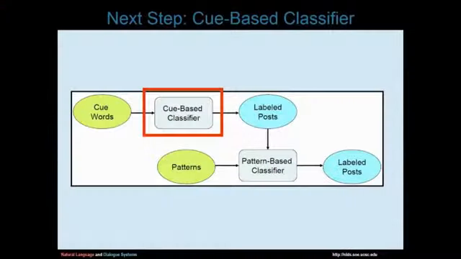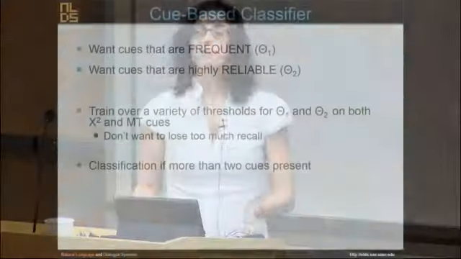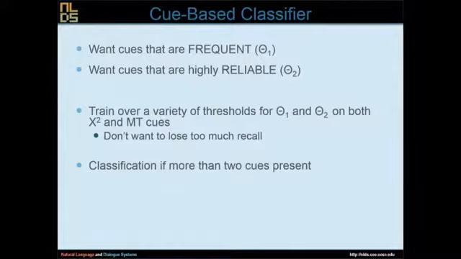So we use these cues we found. We make this cue-based classifier. To rank the cues in order of importance, we use their frequency and their reliability that we found in our development set. We train over a variety of theta 1 and theta 2. We make a classification if 2 or more of these cues are present above these thresholds.